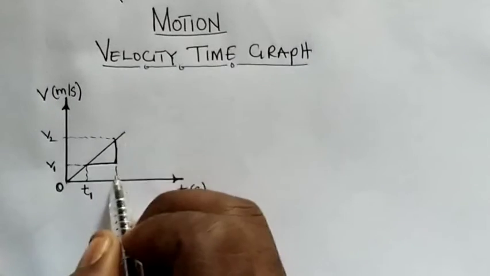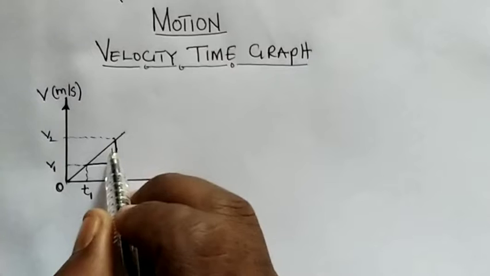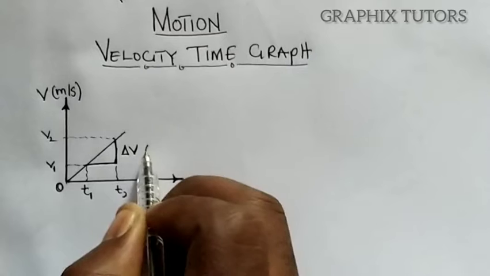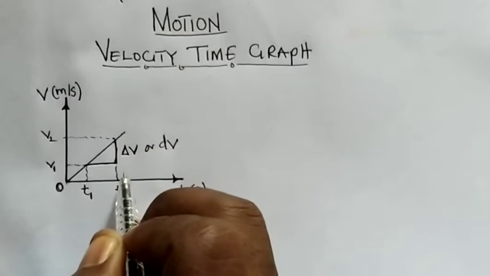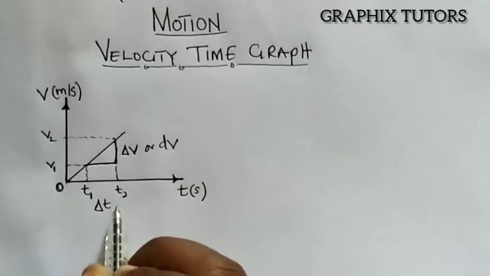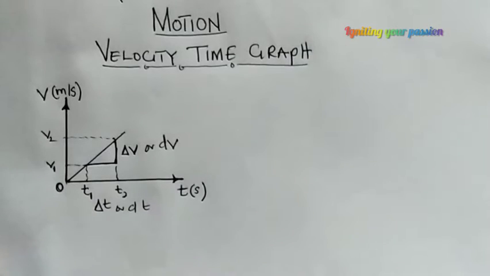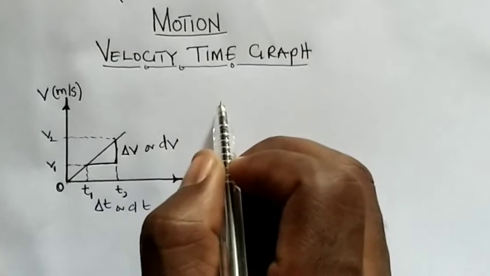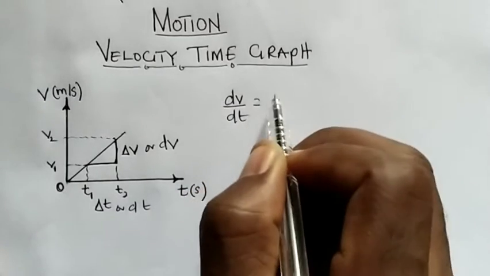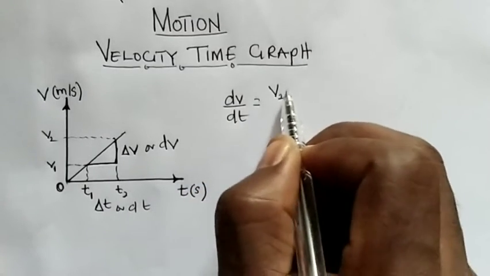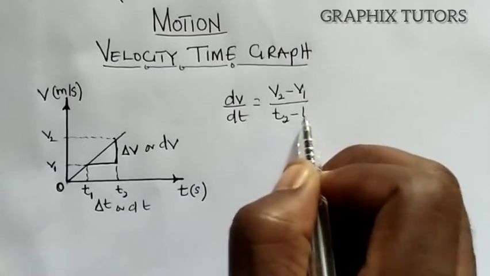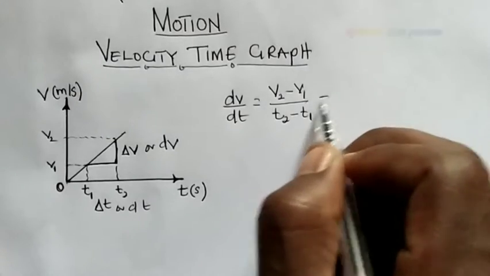So we say the slope of this graph here, this inclined part here, is the change in V, or you say it is dV. And here is the change in t, or you say it is dt. Now if you look at it, whenever you are having dV over dt, it means final velocity minus initial velocity all over the final time minus the initial time.